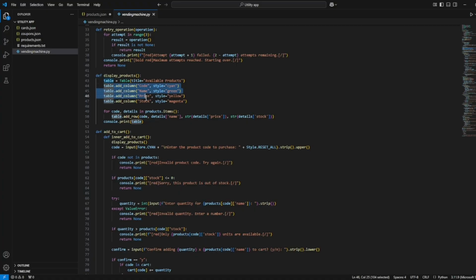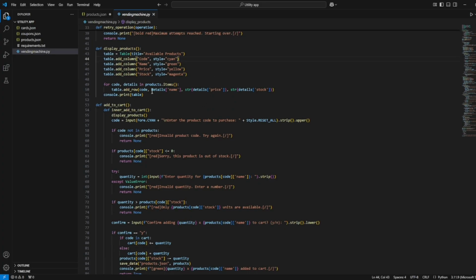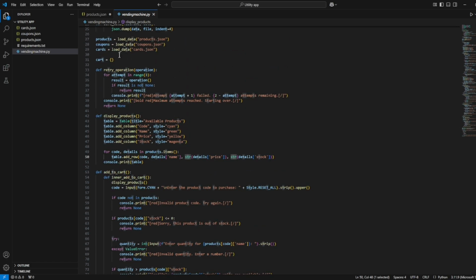And then I have put some coloring for the list, like for the code, the name, the price and the stocks, so that it looks really nice. And then I made sure that the name, price and stock will be strings, so that if someone tries to put anything other than a string, it will show as invalid.